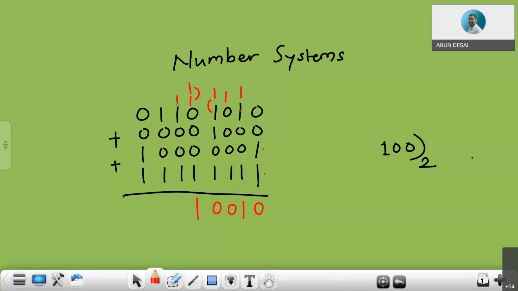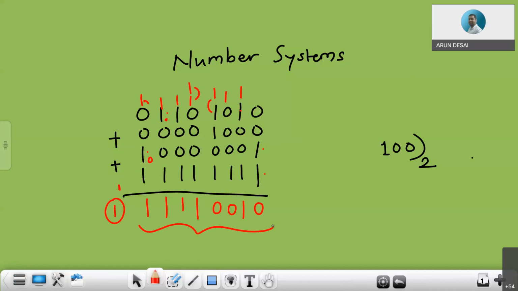Okay, 1 plus 1 is 0, carry 1. Again, 0 plus 1 is 1, right? 1 plus 1 is 0, carry 1. Again, 0 plus 1 is 1. Then 1 plus 1 is 0, carry 1. Again, 0 plus 1 is 1. Keep the carry as it is, and this is your result of binary addition, right?